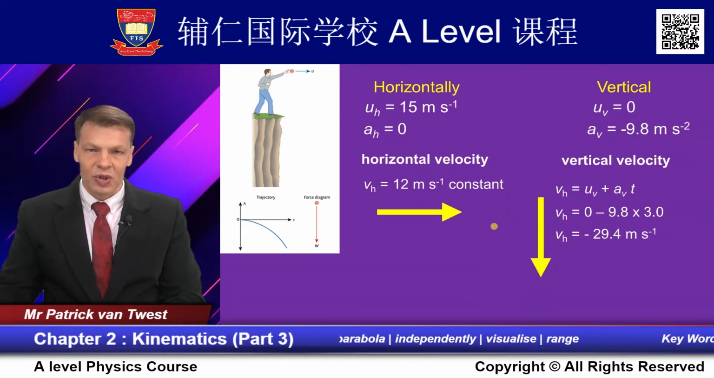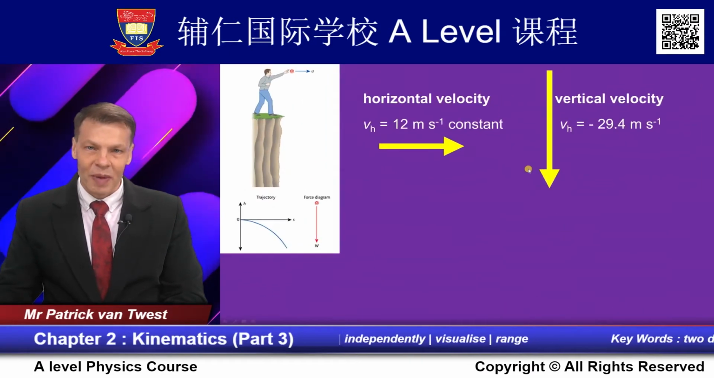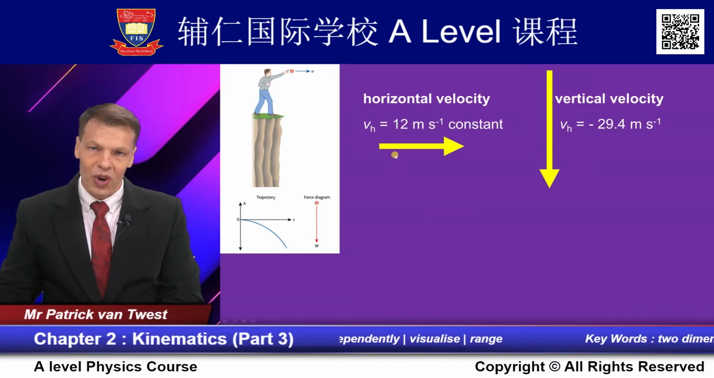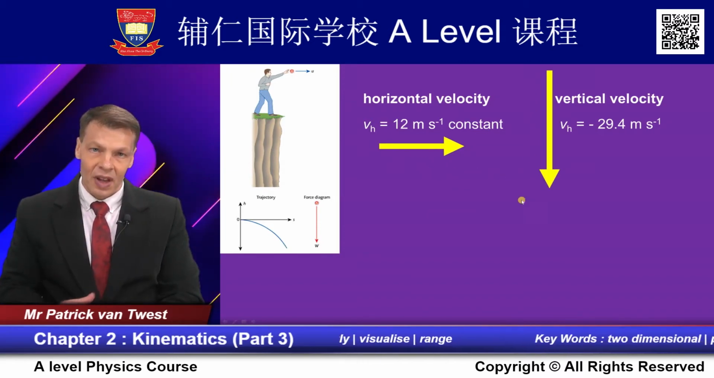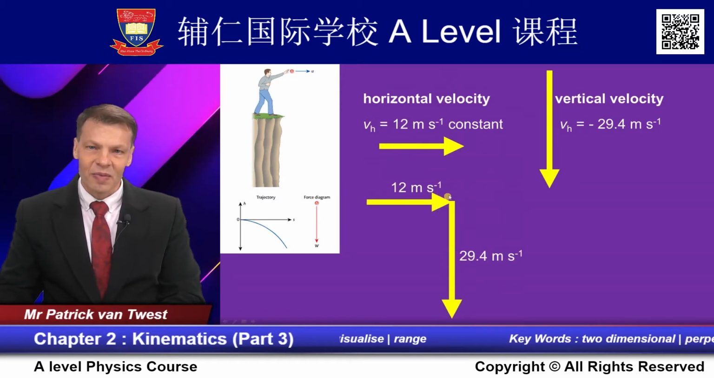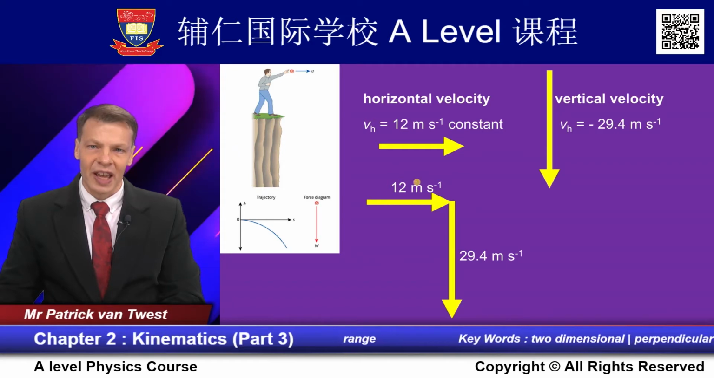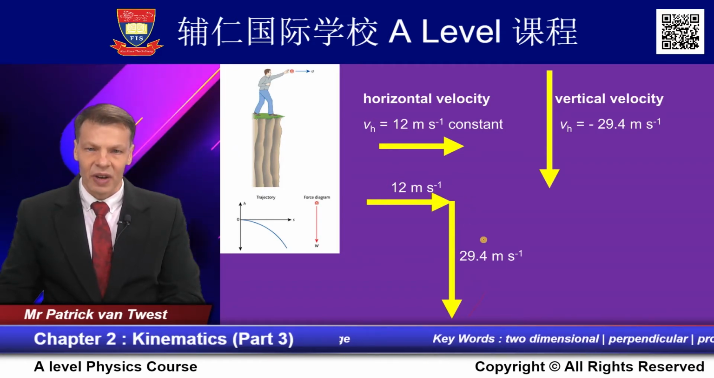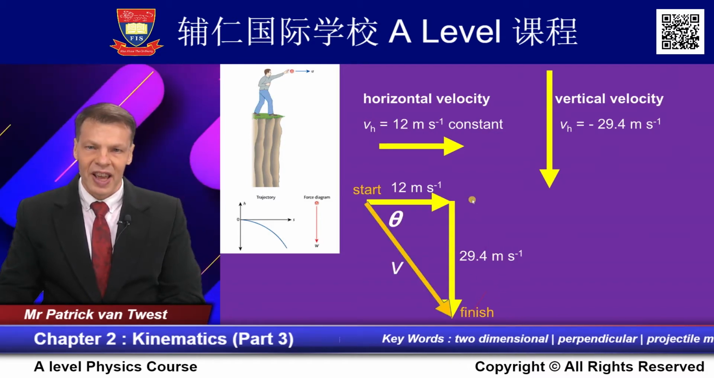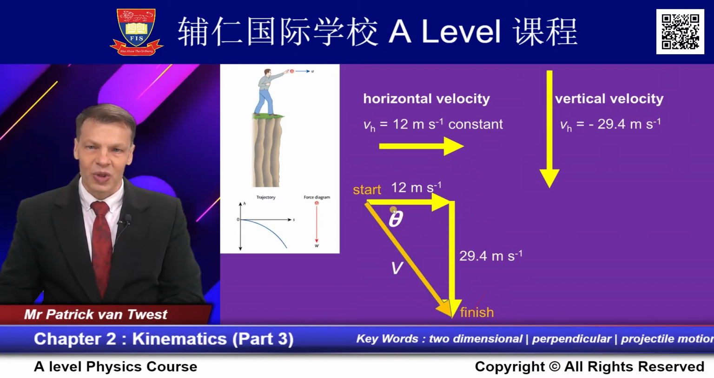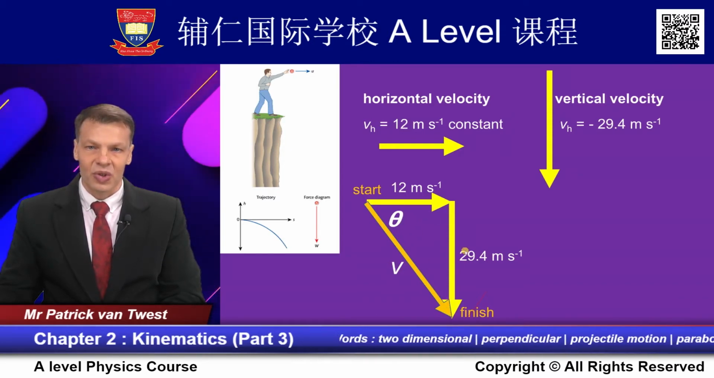So now all I have to do is add these two vectors, that's right. So can you remember how to add vectors? We've got 12 meters per second horizontally, 29.4 meters per second vertically. If I want to add them, this is good revision. Do you remember what to do? Remember, we go tail to head of our vectors. We mark the start position, we mark the finish position, and there we go. The resultant velocity, or the total, is just the vector addition of those two vectors.